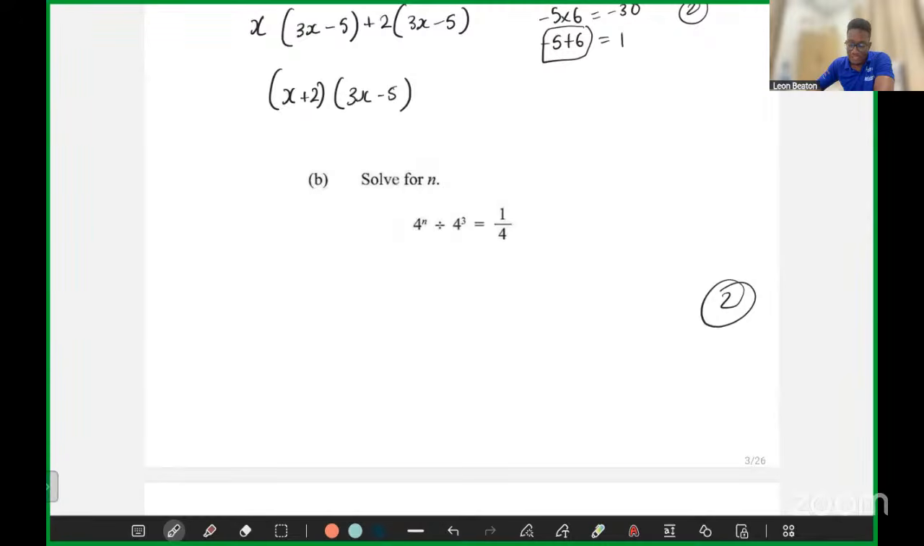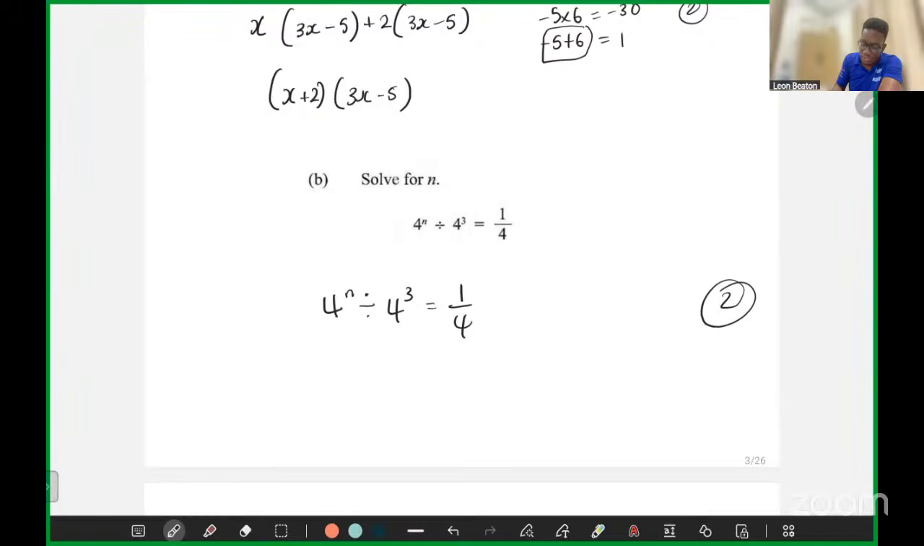So we are asked to solve n. Let me write it back. We have 4 to the n divided by 4 to the third power is equal to 1 over 4. We're asked to solve n. So we see n is a power, n is an index. So one thing, we see the base here is 4, and the base here is 4.